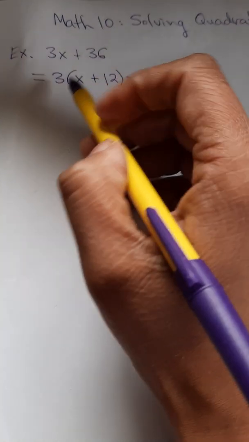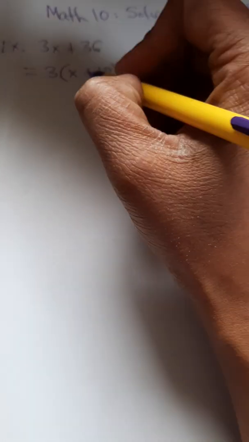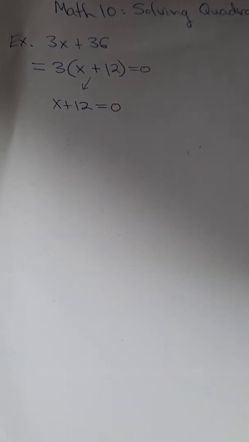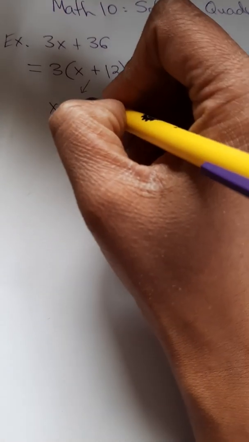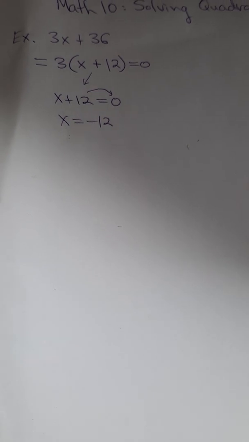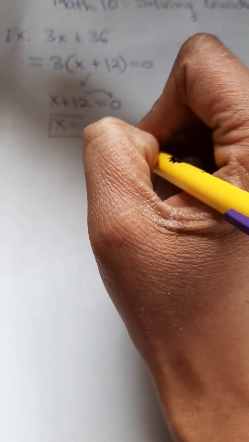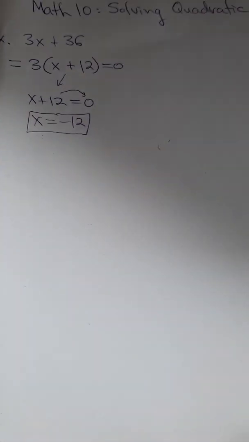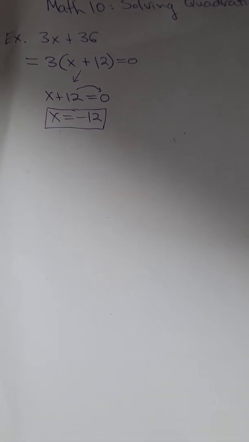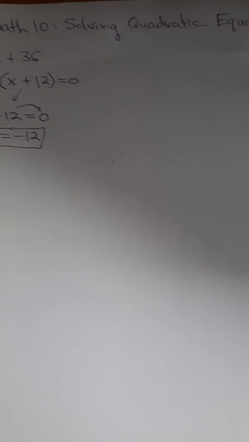Okay, so this 3 outside does not result in anything. The only thing we can make equal to 0 here is x plus 12 equals 0. I'm going to take the positive 12 to the other side, and we're going to change the sign. So here x is equal to negative 12. Now I'm going to box our answer here. Does everyone see how to do that? All right, good. Let's try one more simple example first.